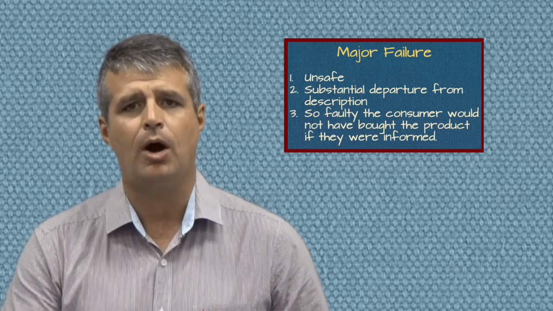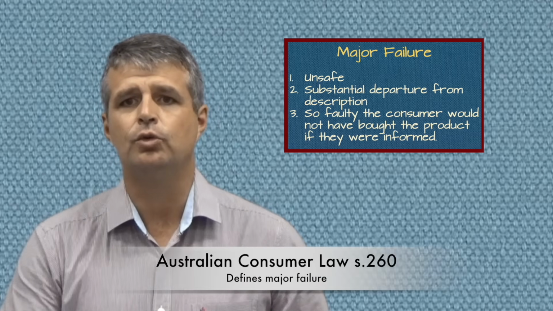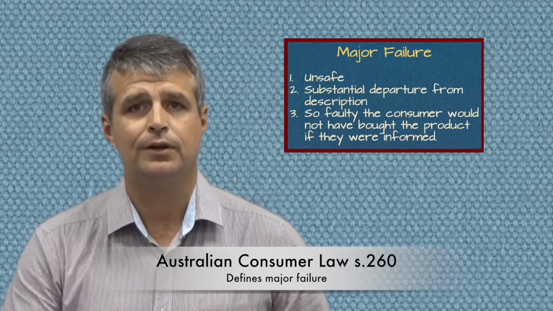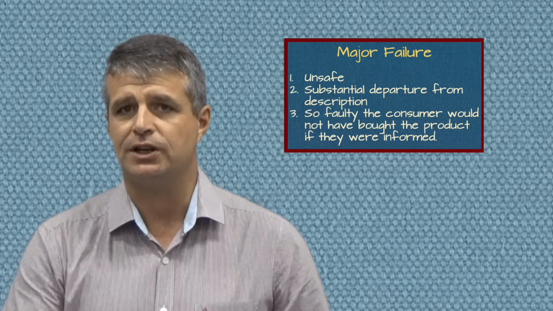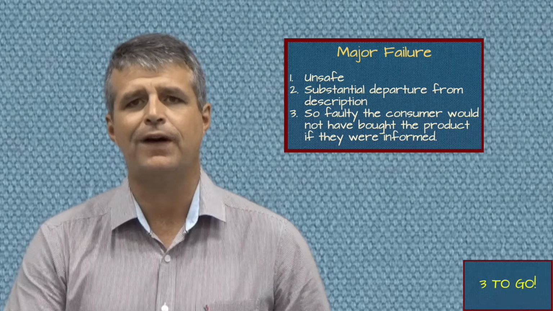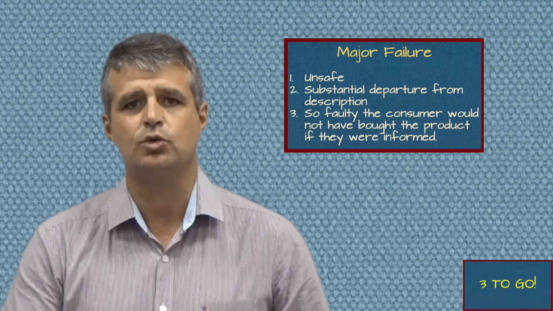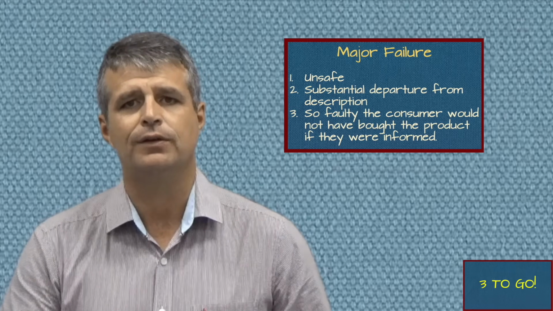Any breach of those consumer guarantees will be classified as either a major or a minor failure. A failure is major if it means that the goods or services are unsafe, or if they depart substantially from the description which was initially promised, or if there is a failure so substantial that the consumer wouldn't have purchased the goods or services if they'd known of the failure. Now, if a failure isn't major, if it doesn't meet those descriptions, then it's minor.